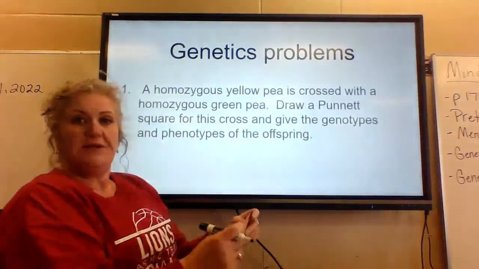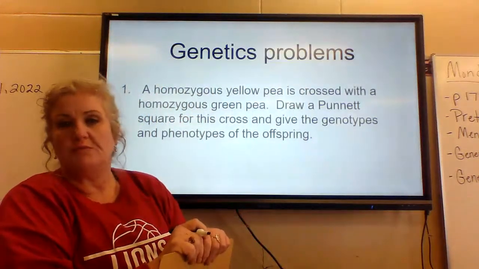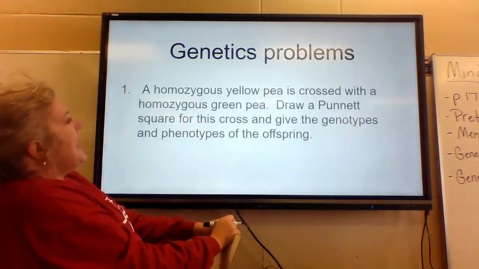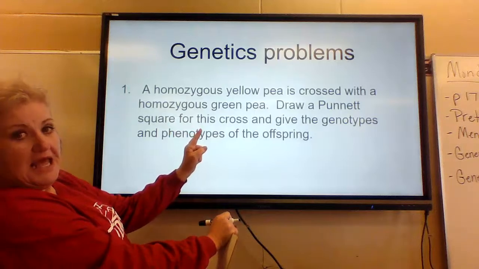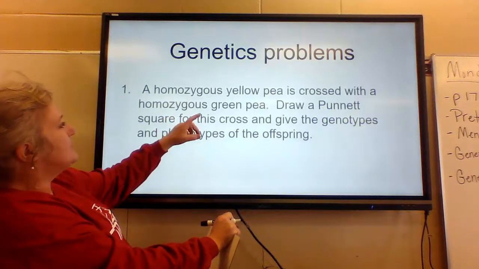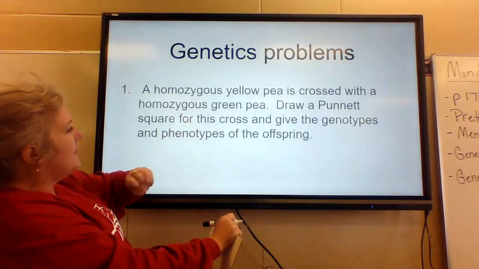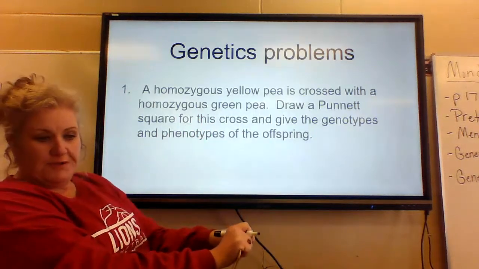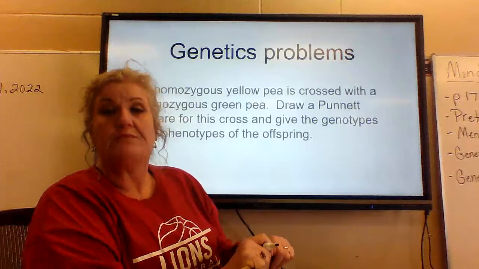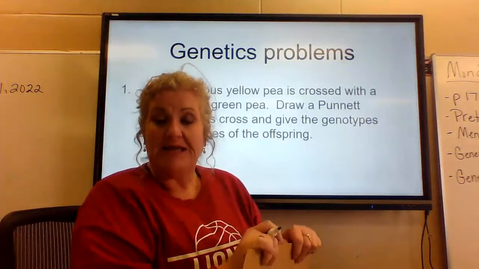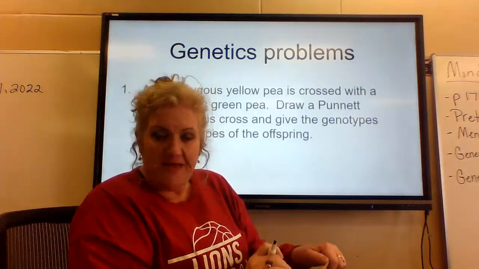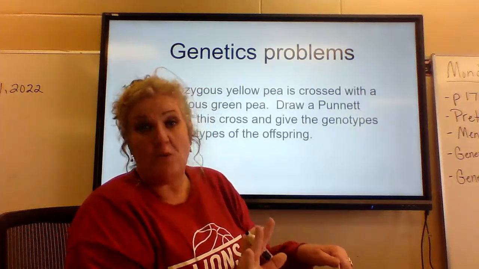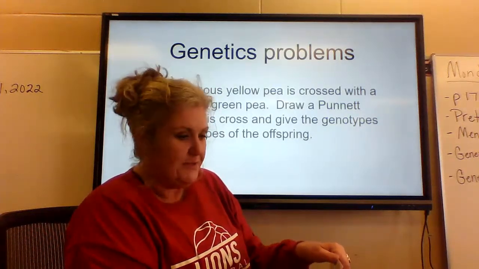Okay, the first thing we do, students, is just read the problem. Don't panic, just read the problem. Number one, a homozygous yellow pea is crossed with a homozygous green pea. Draw a Punnett square for this cross and give the genotypes and phenotypes of the offspring. Well, now that's a mouthful. Now we've read the problem. Now let's write down everything they told us. Let's set up our problem, see what we know, and see what they want to know from us, okay?